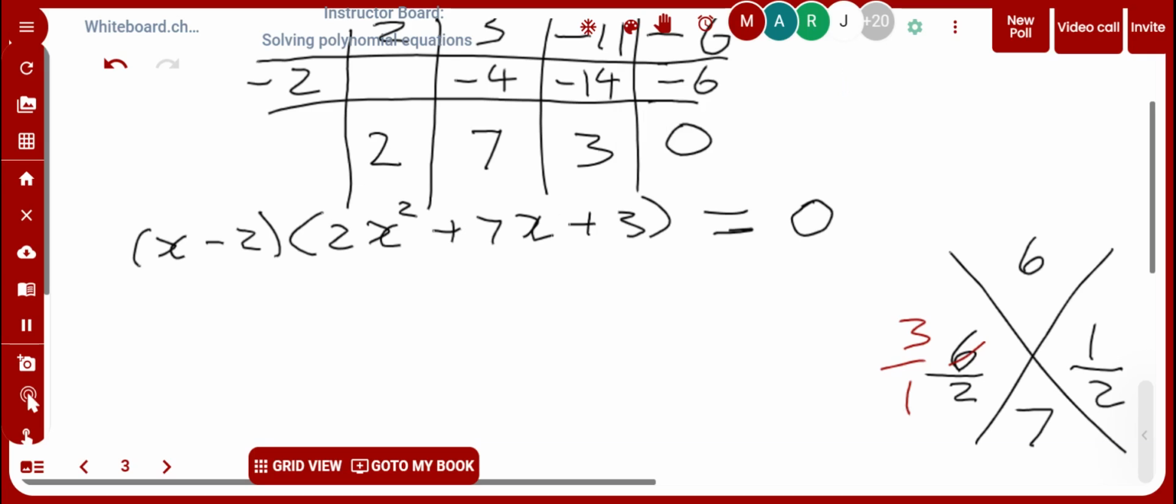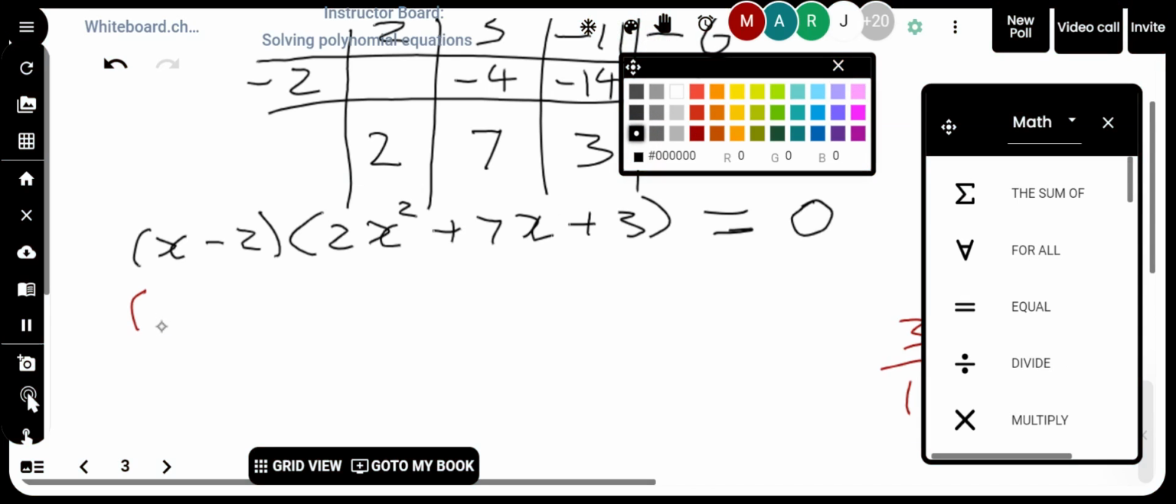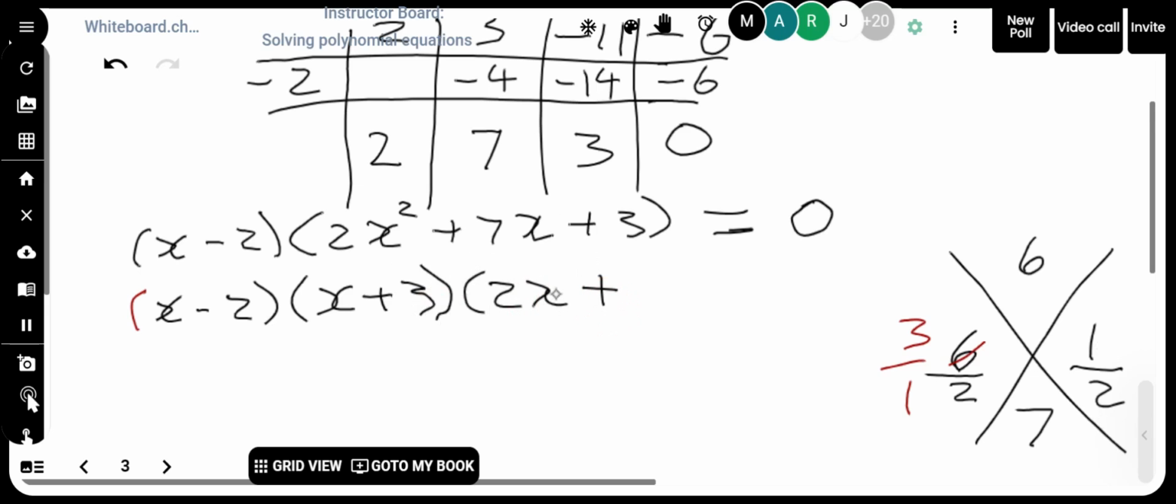So what I have as my factor, I still have the x minus 2. So I can leave that bracket there in black. So what I have now is the same x minus 2, but now I have 1x plus 3, and I have 2x plus 1 equals 0.